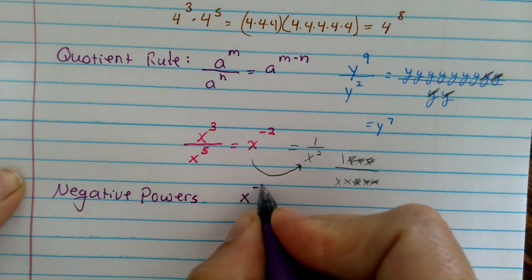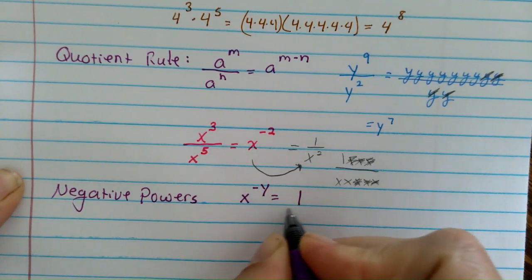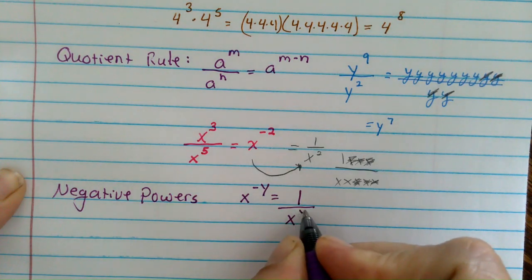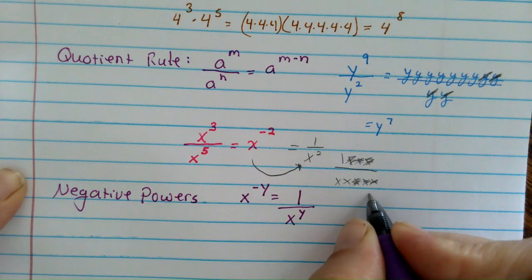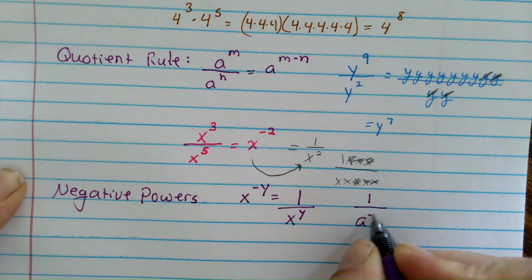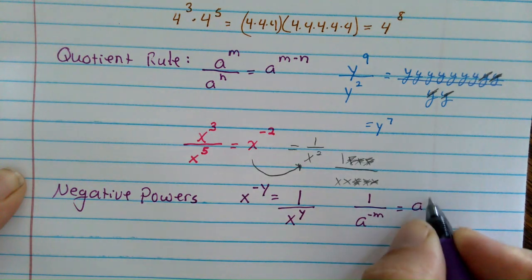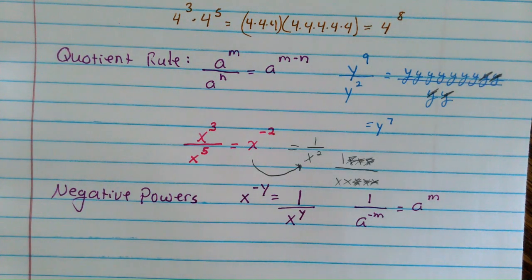x to the negative y is equivalent to 1 over x to the positive y. Also, 1 over a to the negative m is equal to a to the positive m. The negative power causes a reciprocal.